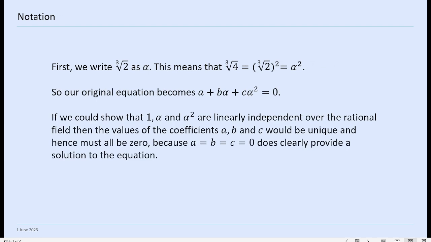Okay, first we're going to write the cube root of 2 as alpha. Notation always helps. Creating good notation always helps. This means the cube root of 4, which is the cube root of 2 squared, is alpha squared. So our equation becomes A plus B alpha plus C alpha squared is 0. So if we can show that 1, alpha and alpha squared are linearly independent over the rationals, then we'll have our result. Because A equals B equals C equals 0 is clearly a solution, but if these three are linearly independent, it will be the unique solution.